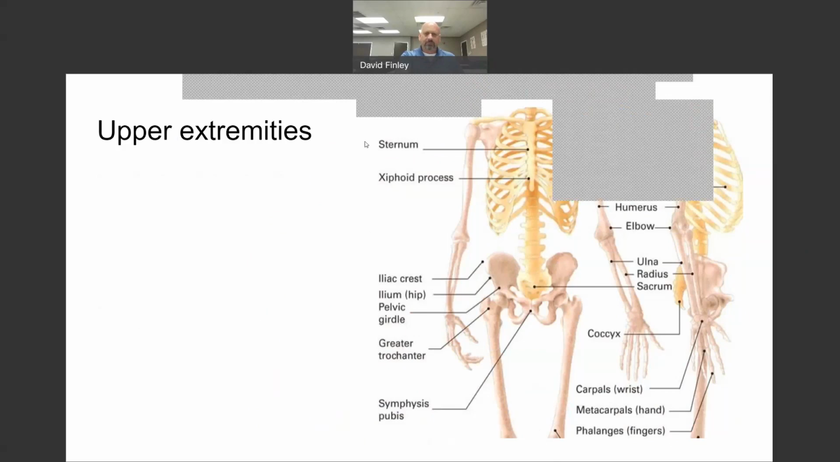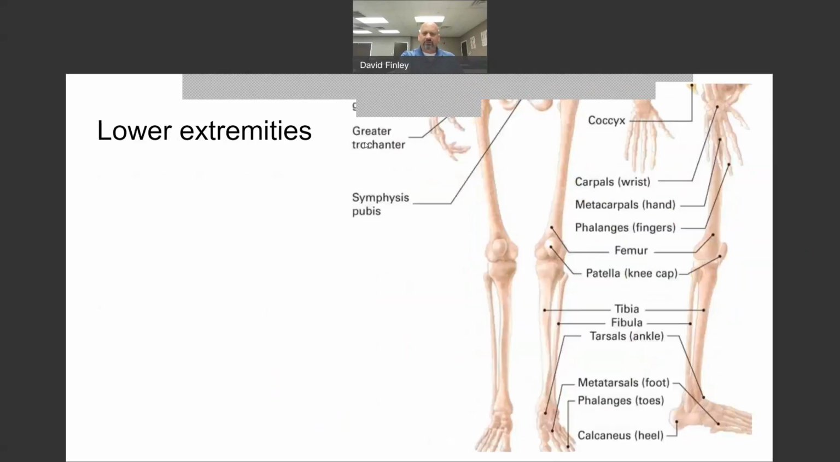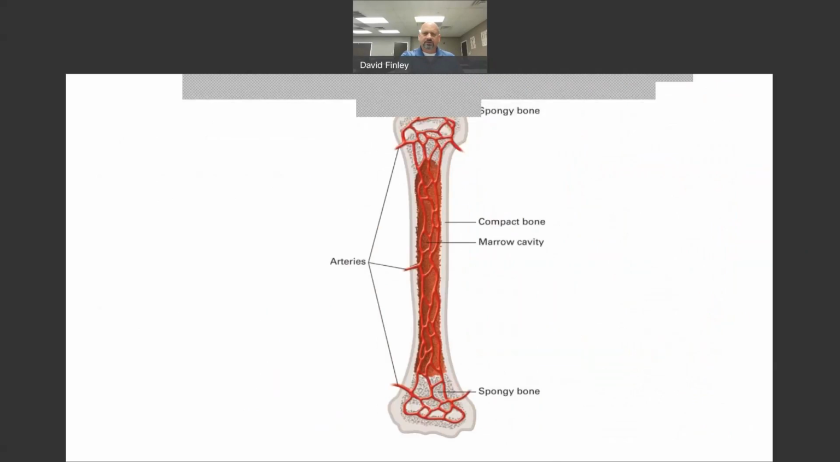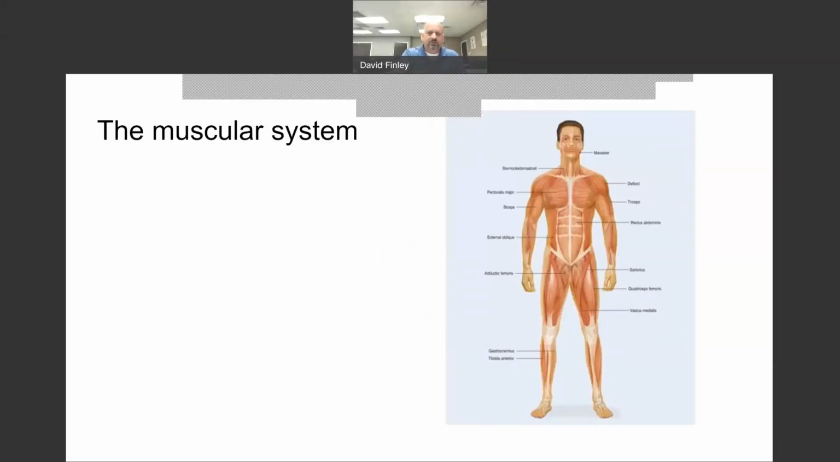Okay. Lower extremities, like I said, know the major structures in the lower extremities. And we're about to get to this, which just shows you how vascular bones are, okay? You do have arteries in your bones, and we can lose a lot of blood from fracturing a bone. That's basically what this is showing you guys.